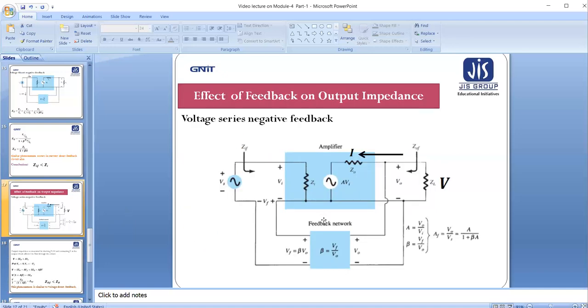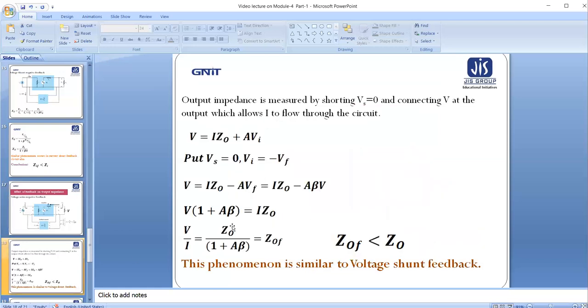If we go to the circuit, V is sending a current to the circuit. So V by I is nothing but the output impedance of the entire circuit. So Zof equals Zo by 1 plus A beta. As 1 plus A beta is a higher term, because it is a summative term, Zof will be less than Zo. So we observed that for the voltage series, the input impedance was increased, but the output impedance is decreased.